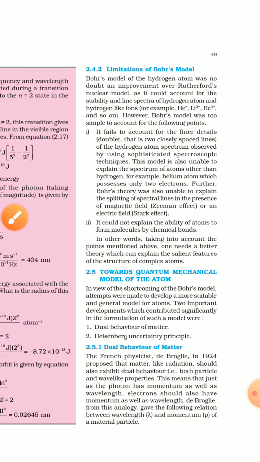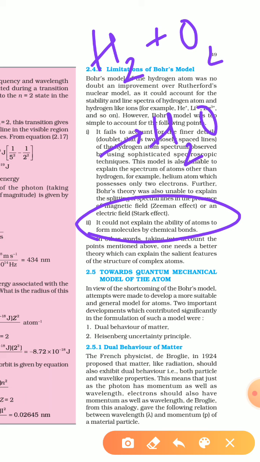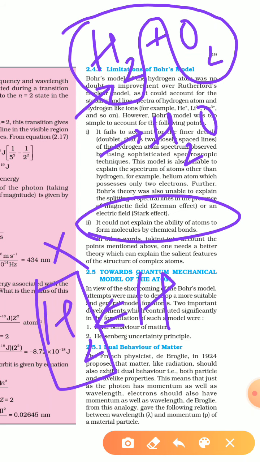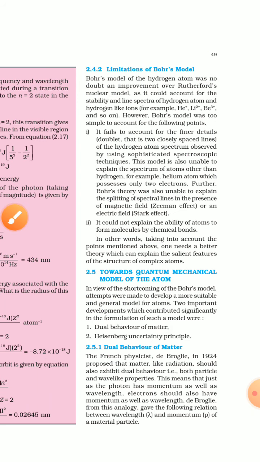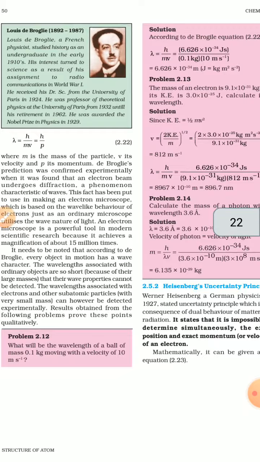The second thing that the Bohr model could not explain properly was the ability of the atom to form molecules by chemical bonds. We had studied in our smaller classes that H2 plus O2 means water, but the Bohr model cannot explain whether this is possible. Can hydrogen combine with any other molecule by the help of a chemical bond? Can even hydrogen form H2? This was not explained. So this model could not explain some things properly.